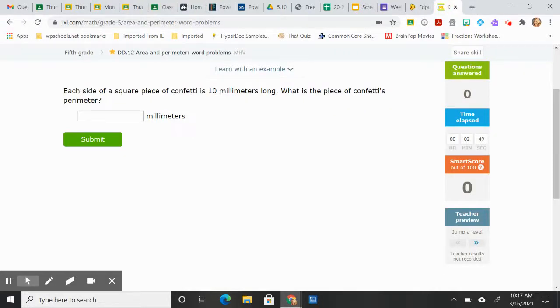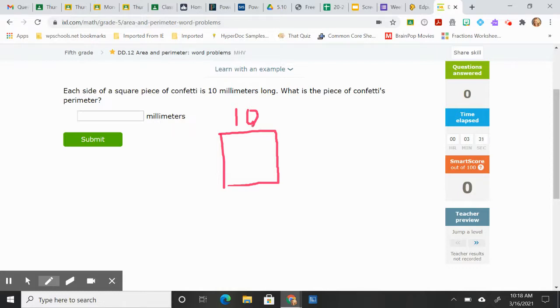Okay, so for this first example on skill DD12, we are talking about a square piece of confetti that is 10 millimeters long. When there's not a picture to look at, you have to envision a picture, or if you're using a scratch piece of paper, you can just sketch a rectangle or a square, depending on what they're talking about. So if each side of the square piece of confetti is 10 millimeters long, then what is true about the other sides?